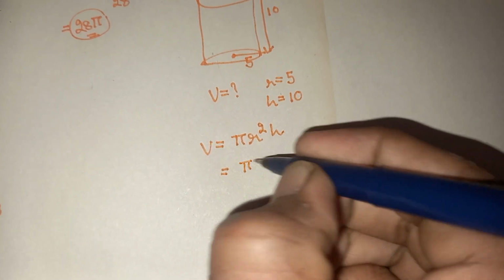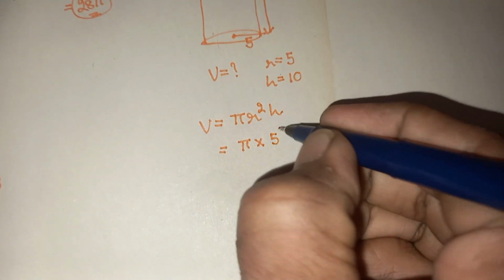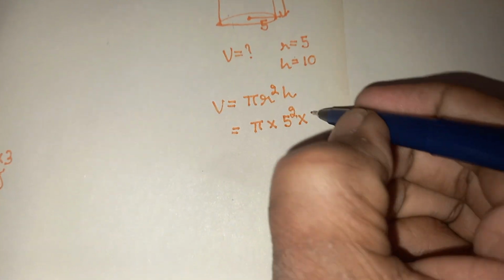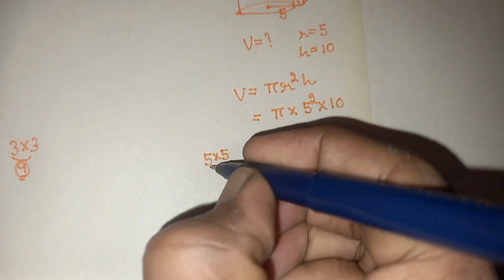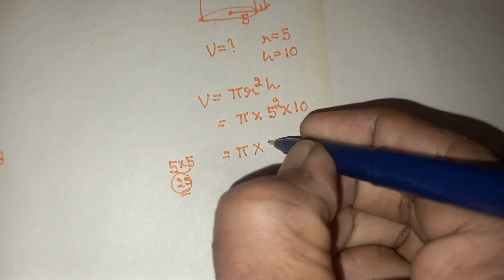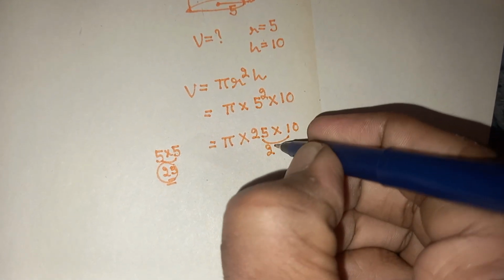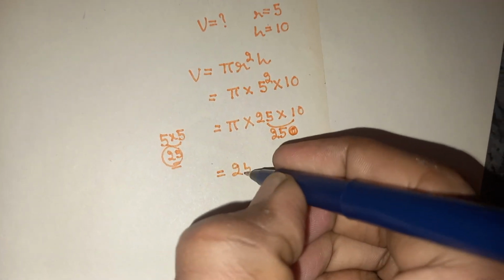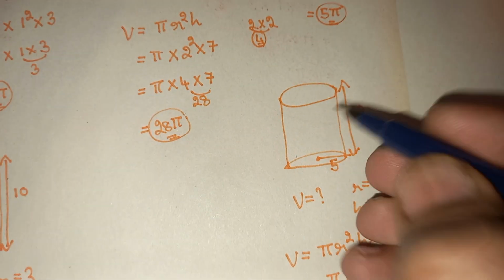So this becomes pi times, this is the radius, which is 5 units, so it is pi times 5 square, times this perpendicular height, which is 10 units. 5 square means you can write it as 5 times 5, which becomes 25. So this becomes pi times 25 times 10. 25 times 10 is 250. 250 times pi, which becomes 250 pi cubic units, that is the volume of this cylinder.